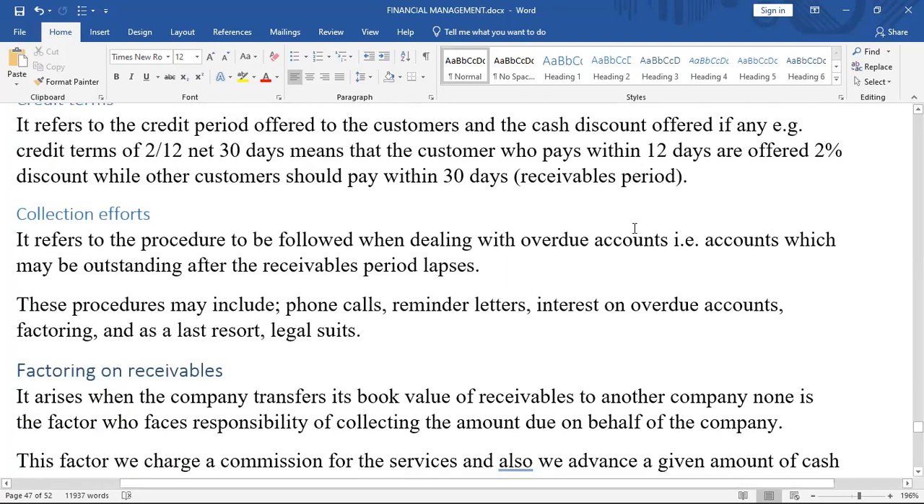What about the collection? I know that we are dealing with the accounts receivable here. Sometimes in other organizations, we call them credit controllers. It refers to the procedure to be followed when dealing with overdue accounts, that is, accounts which may be outstanding after the receivable period lapses. What are some of the measures which we normally put in place? I know very well that the procedures normally include phone calls.